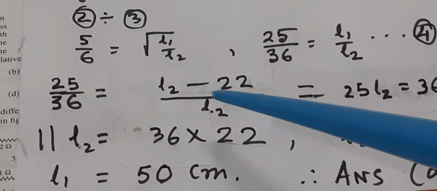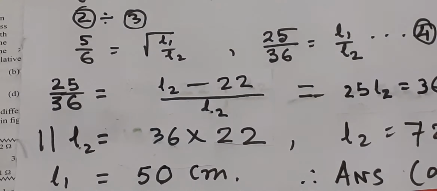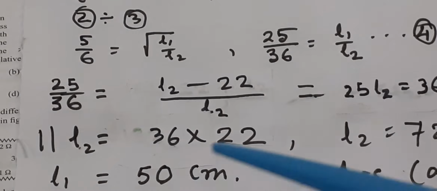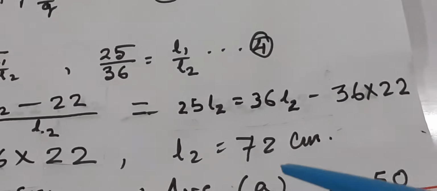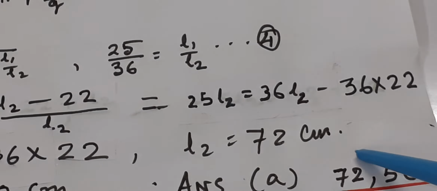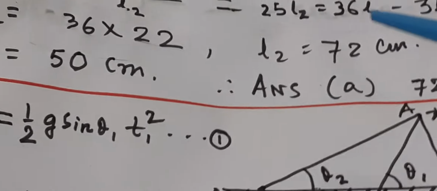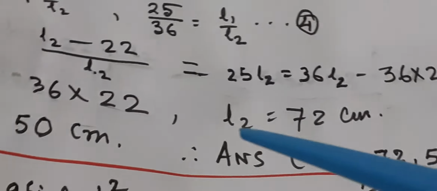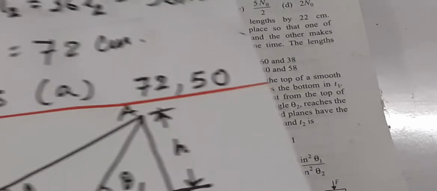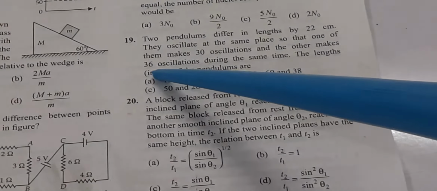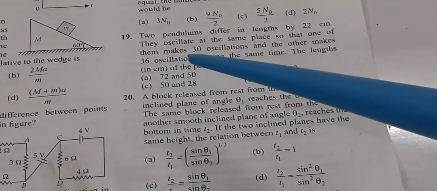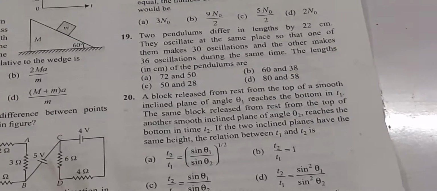Substitute here and then find out in terms of L2 equation, that will give you L2 as 72 centimeter. Substitute in the first equation, you will get L1, that is 50 centimeter. That means as per the question, 72 and 50, that is the first choice, this will be the answer. This is a simple job. Now, come to the next job.